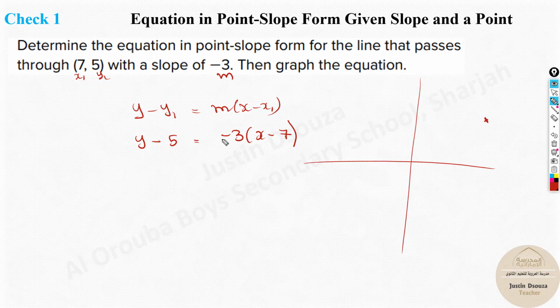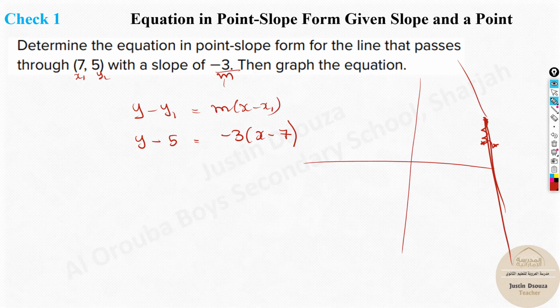Take this 1 point, and what's the slope? Minus 3. There's nothing. Minus 3 by 1. So you need to go minus 3 downwards. 1, 2, 3. Minus 3 and down, and 1 to the right. Why? Because it's dy by dx. So x is 1 to the right. So the point will be somewhere here, and you should just join these two lines.